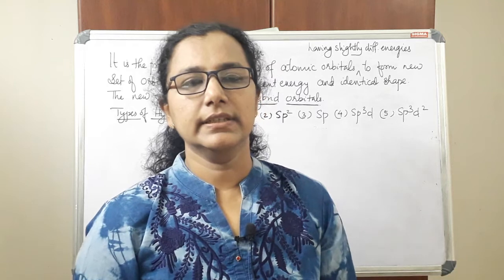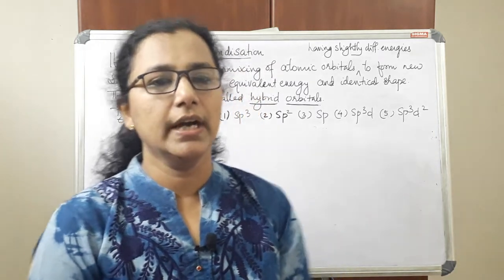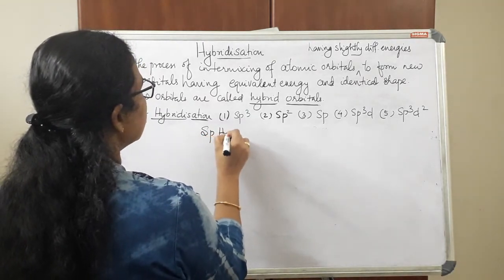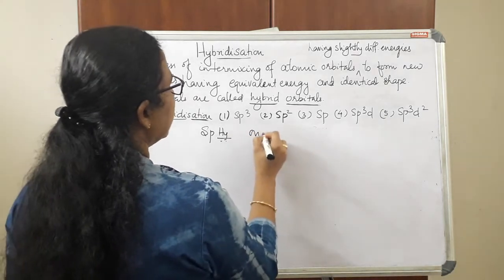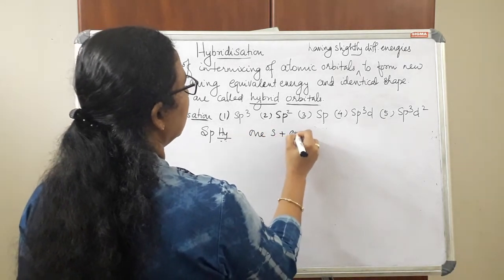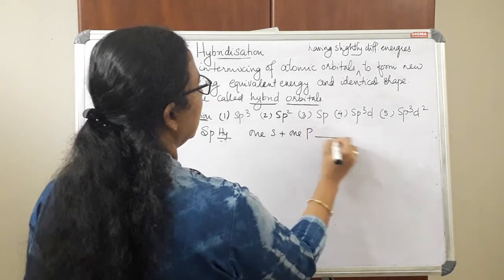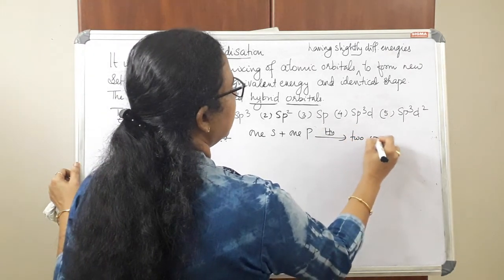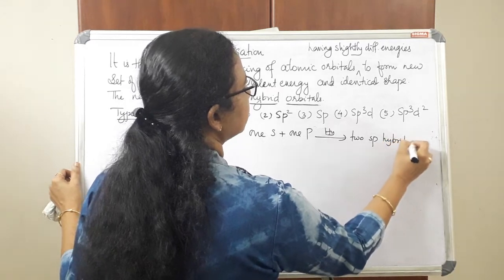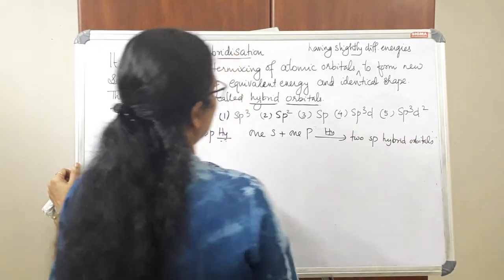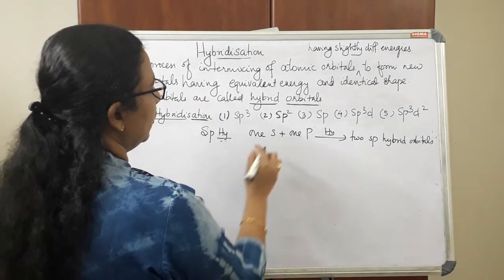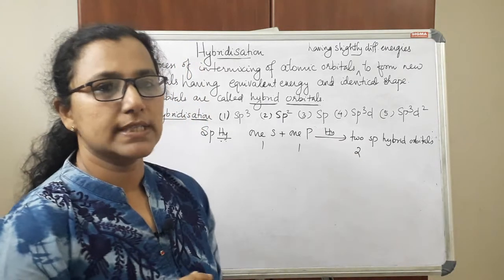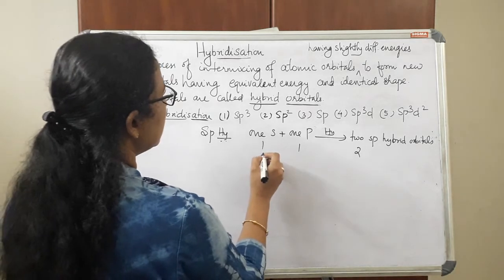Hello students, let us learn the next type of hybridization, that is sp hybridization. So what is sp hybridization? In sp hybridization, one s orbital and one p orbital hybridize together, forming two sp hybrid orbitals. So let us draw the orbitals.